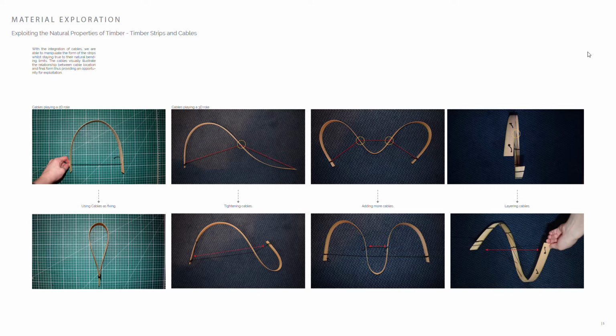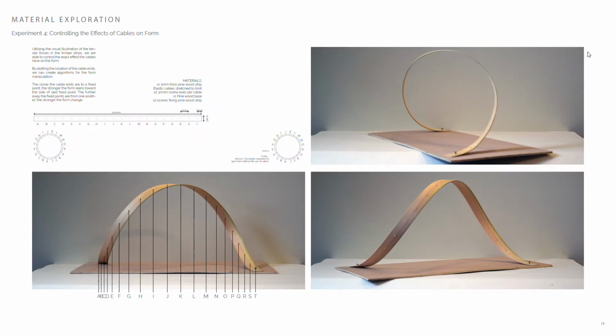The cables visually illustrate the relationship between cable location and final form, thus providing an opportunity for exploitation. By plotting the endpoints of the cables and documenting the pattern, we're able to perform more controlled experiments. Each time the cables are removed, the strip reverts back to its natural straight shape, meaning the next manipulation is not affected by the last.